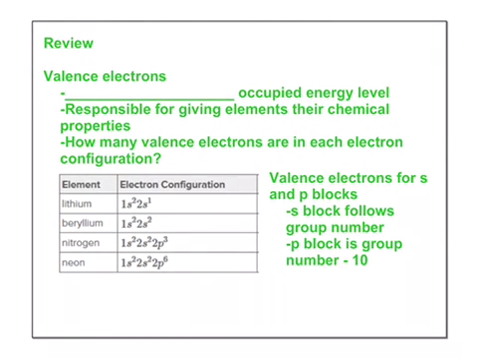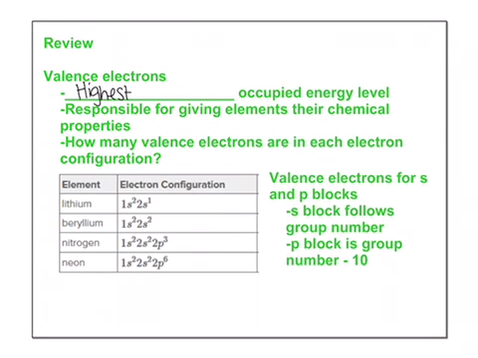So to review, our valence electrons are the electrons in our highest occupied energy level. And so we sometimes think of these as the electrons in the outermost energy level. And these are the electrons that are responsible for giving elements their chemical properties. So how many valence electrons are in each of the following configurations?